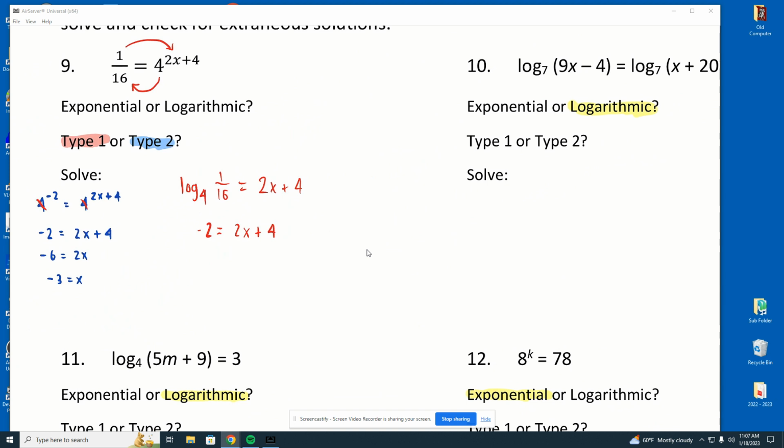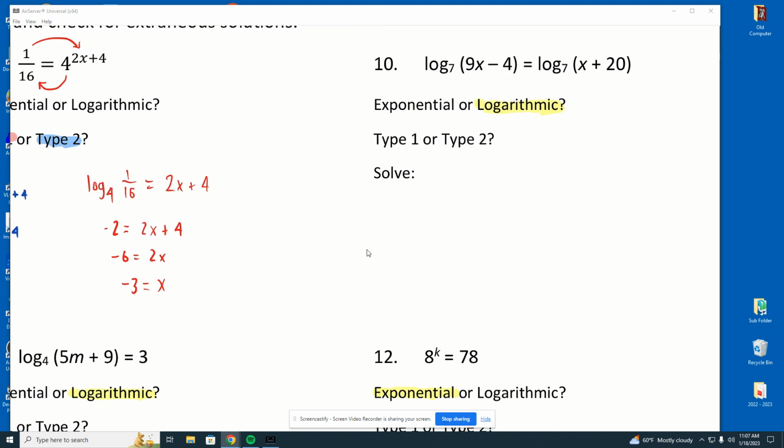Now, anything else, there's no other option. You've got to roll with the one it is. But if you can make your bases the same, you could actually go with type 1 or type 2. All right, so let's keep going.